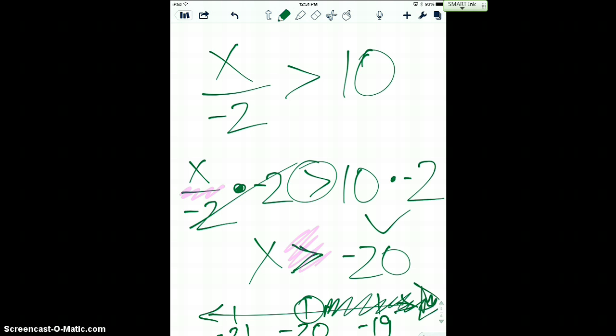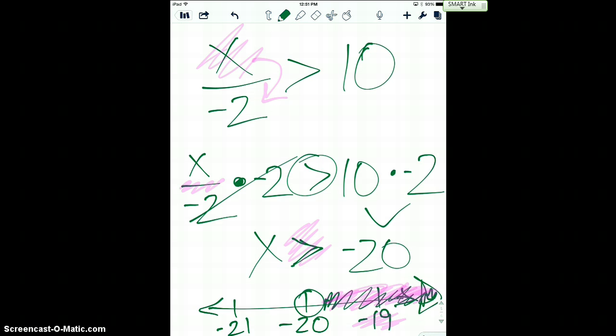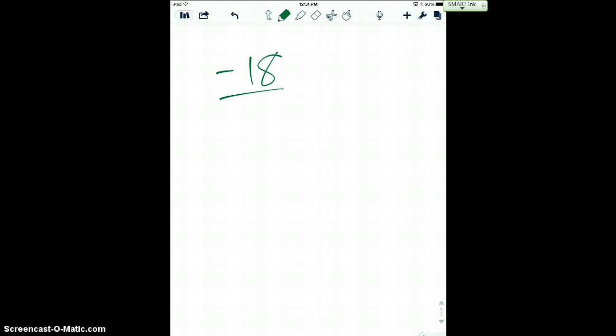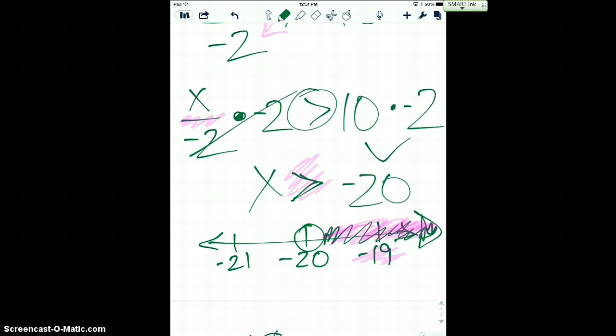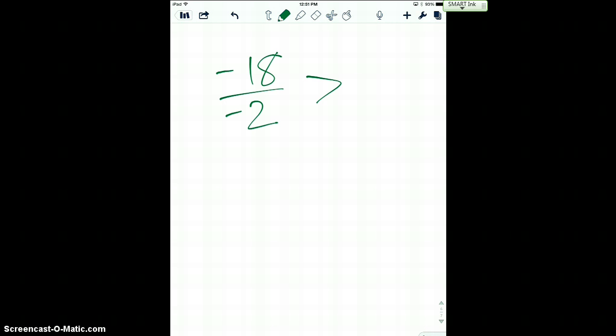Okay, now comes the check. Now, I need to pick numbers that exist over here in my shaded part. I see -19, but when I go back to the original, I don't really want to divide that by 2 because it's not even. So I'm going to pick a number over here that's even. It'd be nice. Like -18. So let's try that. -18 divided by -2, and we're seeing, is that greater than 10?